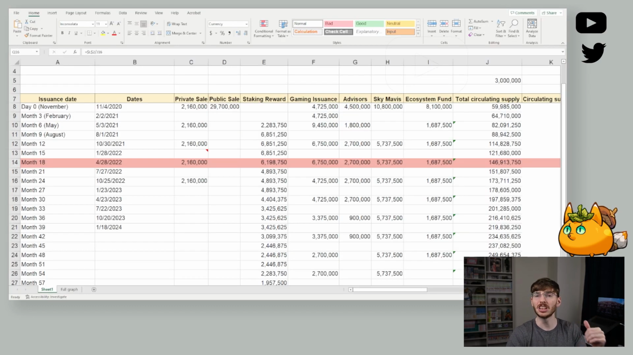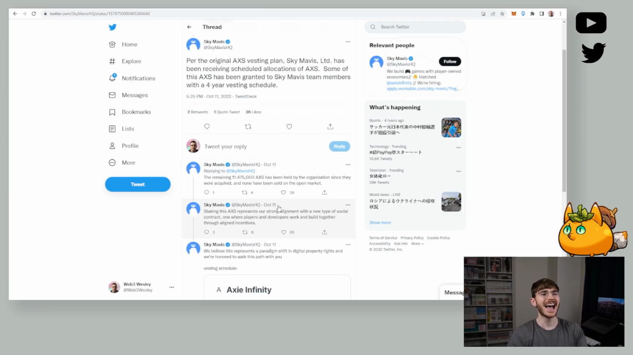If we look at the unlock vesting schedule for AXS, you can see that we should have 22 million AXS on the balance sheet. But according to the tweet, if we go back and look at it, as per the original AXS vesting schedule, Sky Mavis has received scheduled allocations of AXS, which I said should be 22 million now.